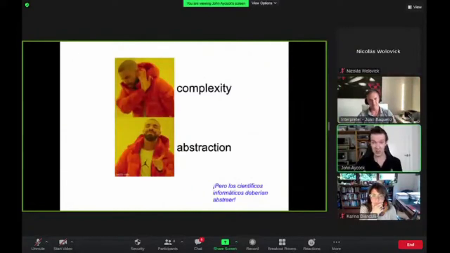Now, you might say that they shouldn't need to know how it works. They should simply abstract away unnecessary detail. That's what computer scientists are supposed to do, abstract.